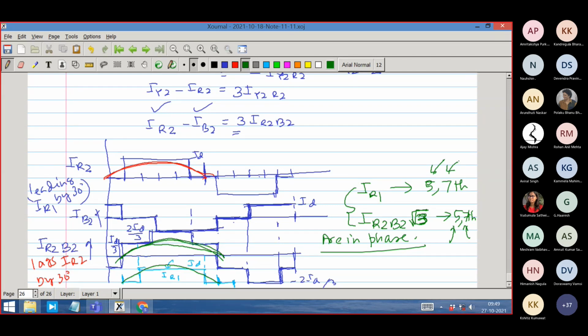So even if I don't get the time to complete it, you will see that the fifth harmonic produced by the IR1 current will be equal to the fifth harmonic produced by the IR2B2 √3 current with a negative sign. Similarly, the seventh harmonic produced by the IR1 current will be equal to the seventh harmonic produced by the IR2B2 √3 current with a negative sign. So when they get added up in the primary side, the fifth and seventh harmonics cancel each other, and the actual current waveform improves hugely, right?